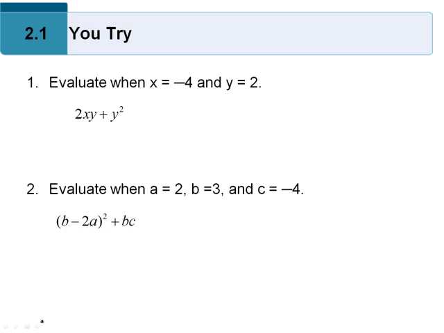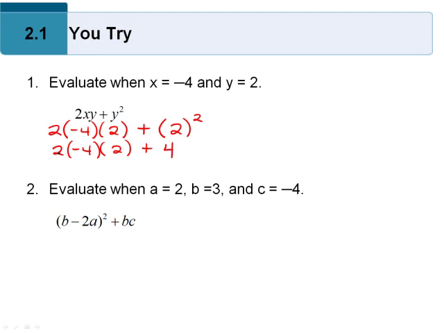Number 1, evaluate when x equals -4 and y equals 2. So we have 2 times -4 times 2, that's all multiplication, plus y squared would be 2 squared, okay? So we have multiplication, addition, and the exponent. So we can go ahead and bring the multiplication down. And actually, if you wanted to go ahead and multiply those 3 numbers on this first step, that would be fine. You can do that because it's kind of its own little separate thing there. But we're going to do the exponent. 2 squared, 2 times 2 is 4.